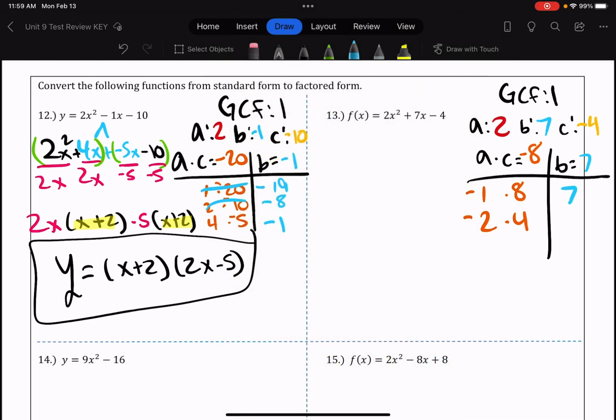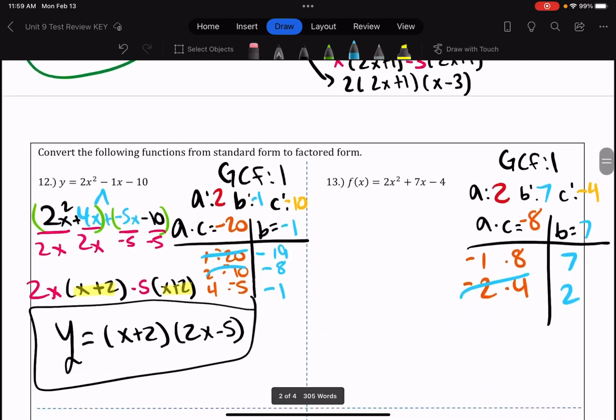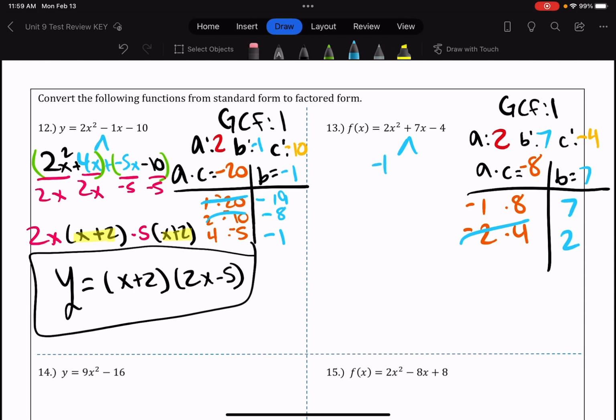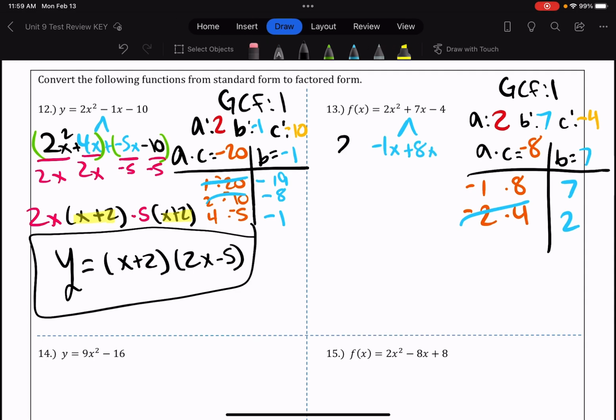-1 plus 8 yields a positive 7. -2 plus 4 yields a positive 2. So the factor pair I want to look at here is -1 and 8. So I'm going to rewrite that 7x as -1x plus 8x, and I can bring down my 2x squared and my -4. I've got 4 terms, so now we factor by grouping.